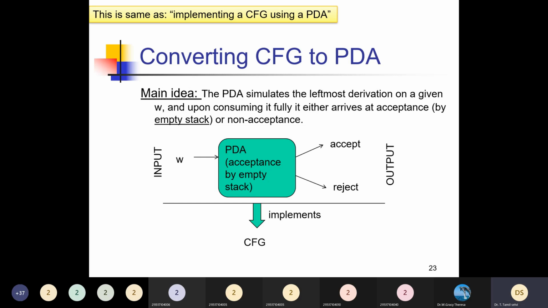So we have some input W and then the PDA. Here we are taking acceptance by empty stack. What about the output of the PDA? It may accept the given string or it may reject the given string. That is the output of the PDA, and then it implements the grammar. The main idea is that the PDA simulates the leftmost derivation on a given string. What is W? It is a given string. So in this, the pushdown automaton simulates the leftmost derivation of the given string.